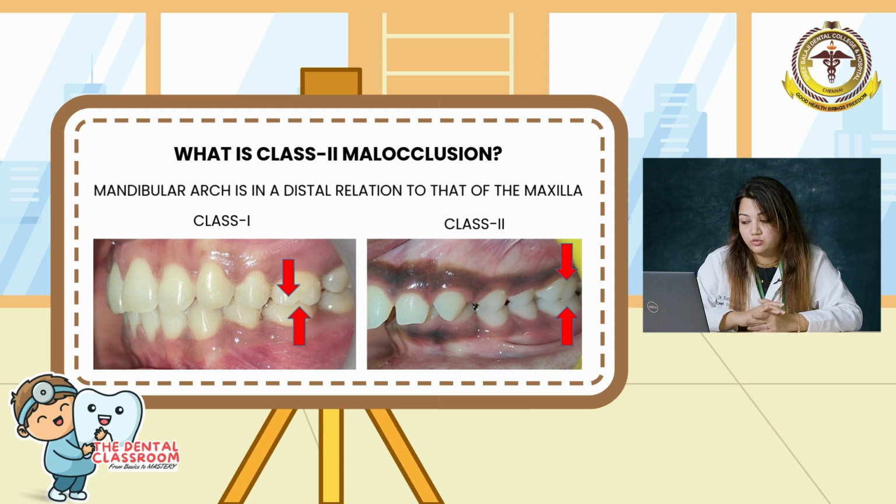This is an ideal occlusion. However, in the next image we can see that the mesiobuccal cusp of the maxillary first molar occludes with the buccal groove of the mandibular first molar, and also the maxillary canine is far ahead as compared to the mandibular canine. So this gives the mandible a distal relation as compared to the maxillary arch. So this is Class II Malocclusion.